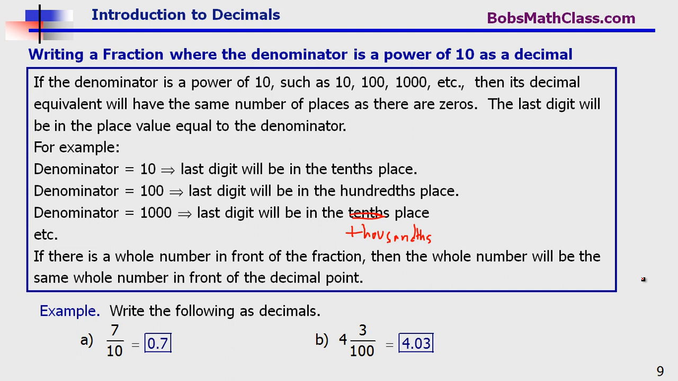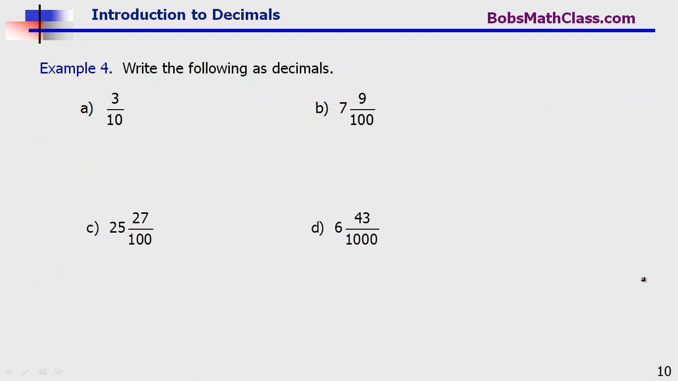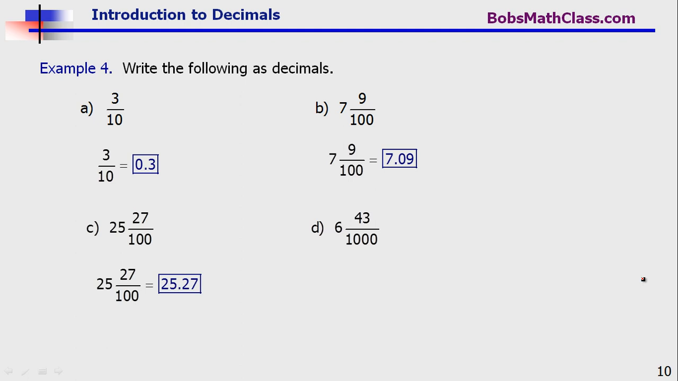Okie doke. Let's do a few more problems. Write the following as decimals. Might want to go ahead and pause the video while you work on these. Okay, 3 over 10, so that would be 0.3. 7 and 9 over 100, that would be 7.09. Part C, 25 and 27 over 100, that would be 25.27.